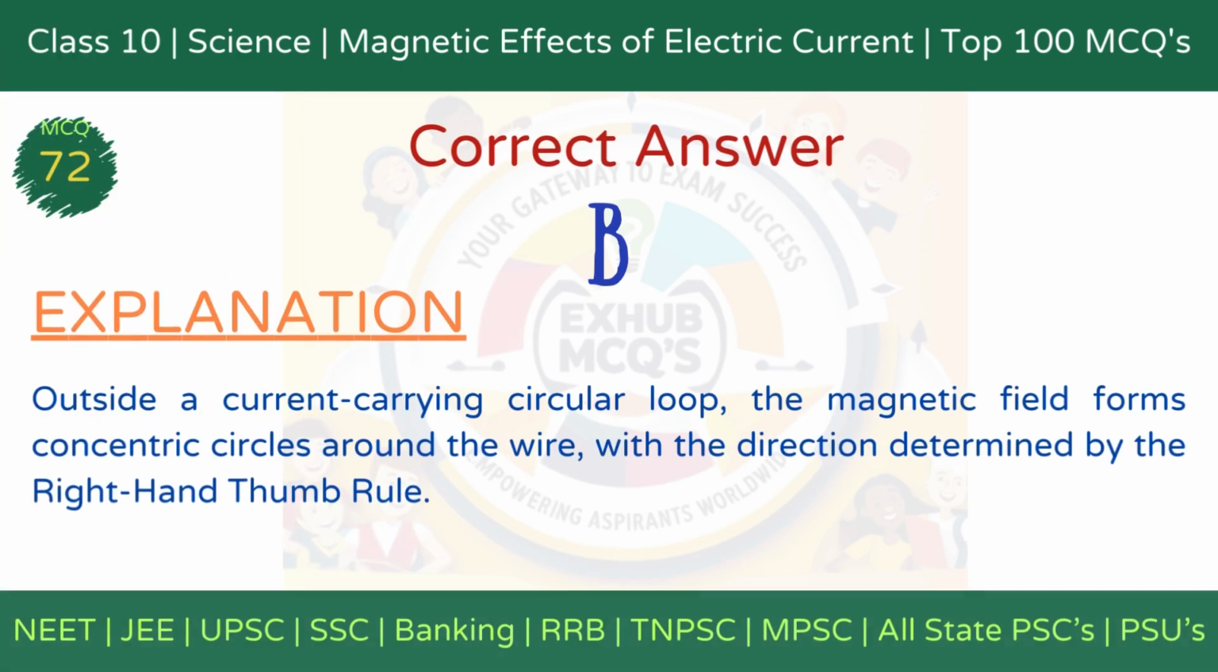The correct answer is option B, concentric circles. Explanation. Outside a current-carrying circular loop, the magnetic field forms concentric circles around the wire. The direction of these circles is determined by the right-hand thumb rule.